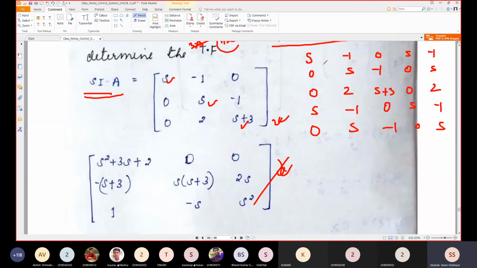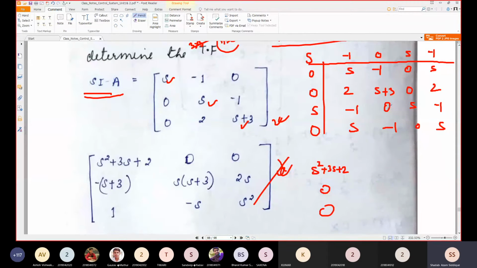I have told you that you just eliminate this row and this column. After that, you take this term, again this term, and again this term. Calculate row wise and substitute column wise. So this will be s into s plus 3, plus 2, which gives s square plus 3s plus 2. Now for this term, minus 1 into 0 and 0 into s plus 3, so this will be 0. Again this term, 0 into 2 and s into 0, so this gives 0.